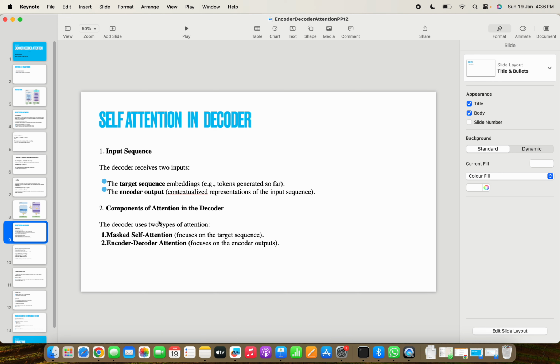Second is the components of the attention in the decoder. It has two attentions that I have shown you just now in the picture, the masked self-attention and the encoder-decoder attention. The masked self-attention focuses on the target sequence, fine, and the encoder-decoder attention focuses on the encoder outputs.